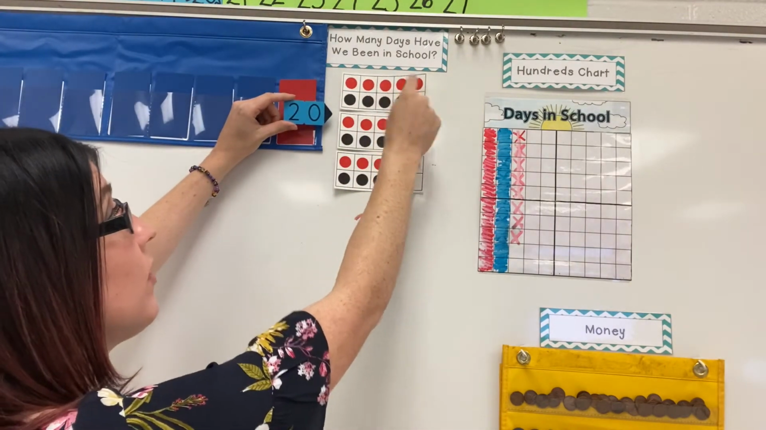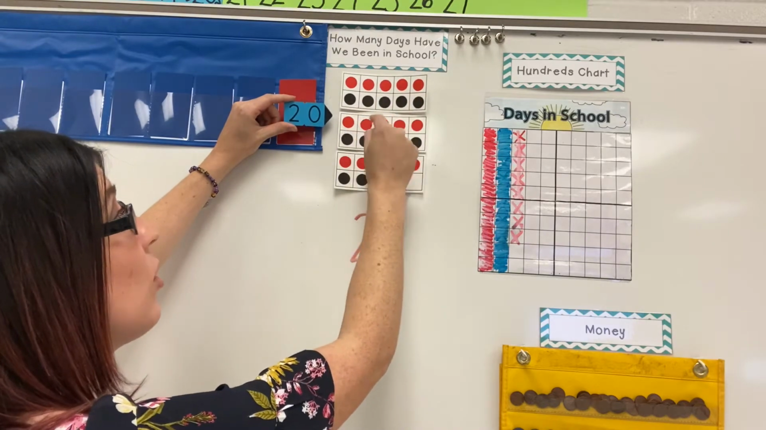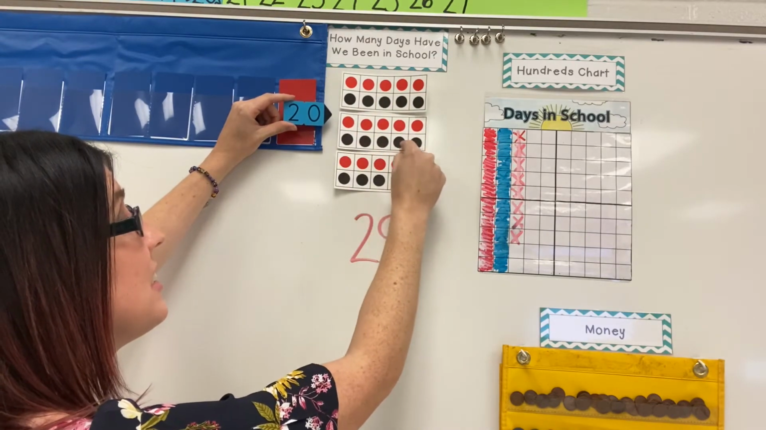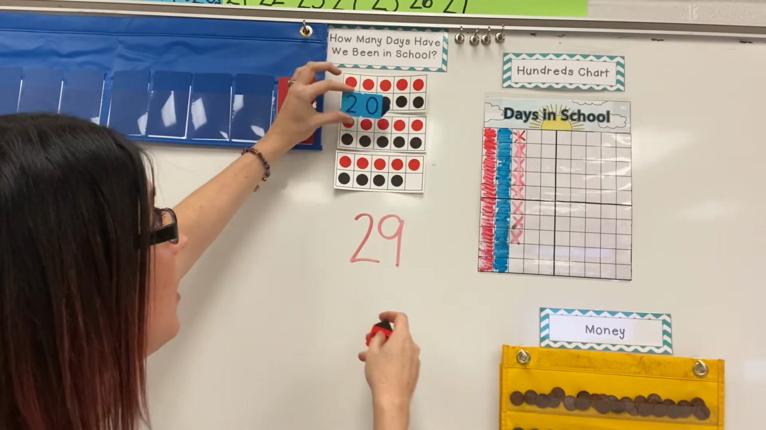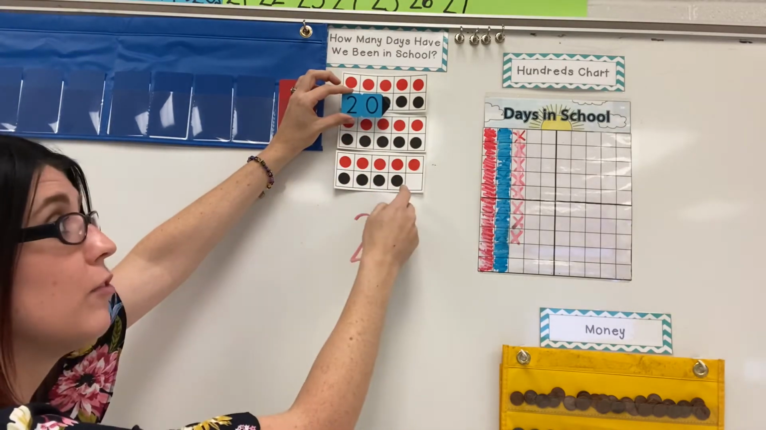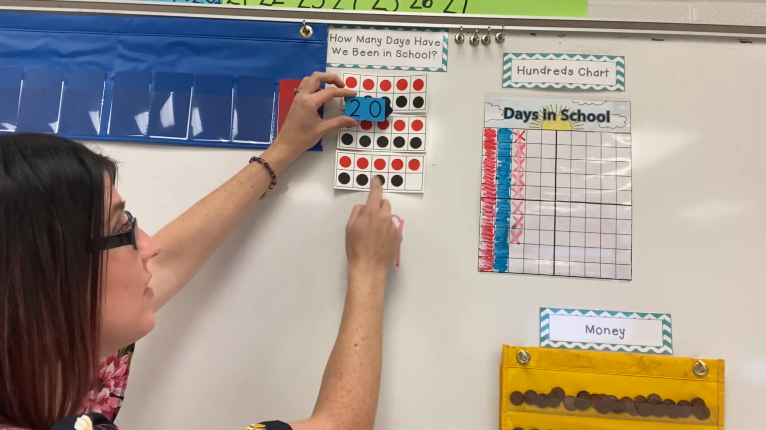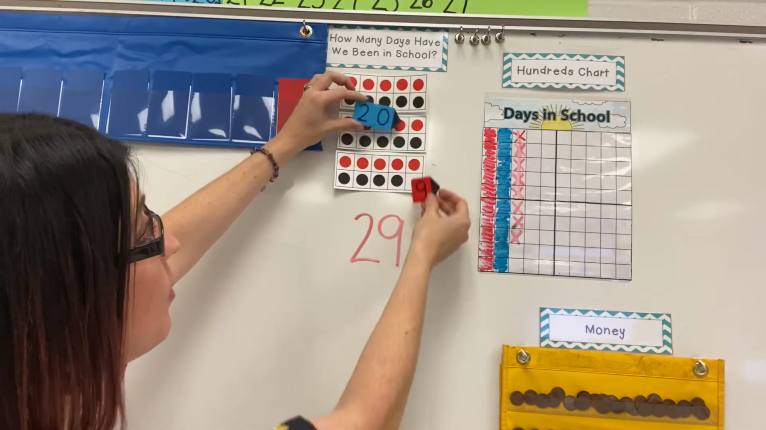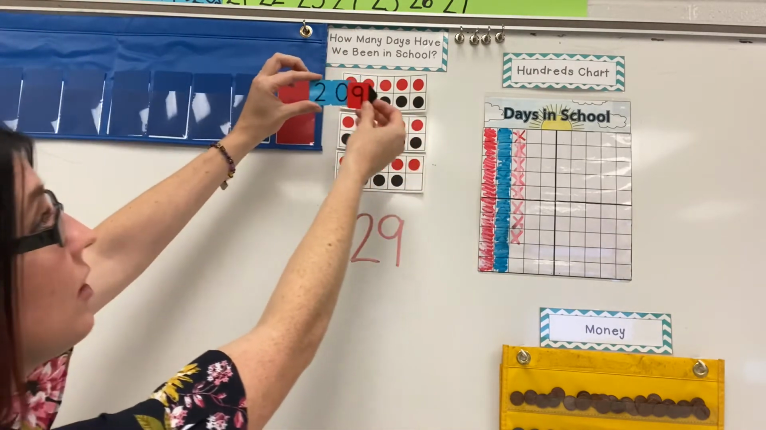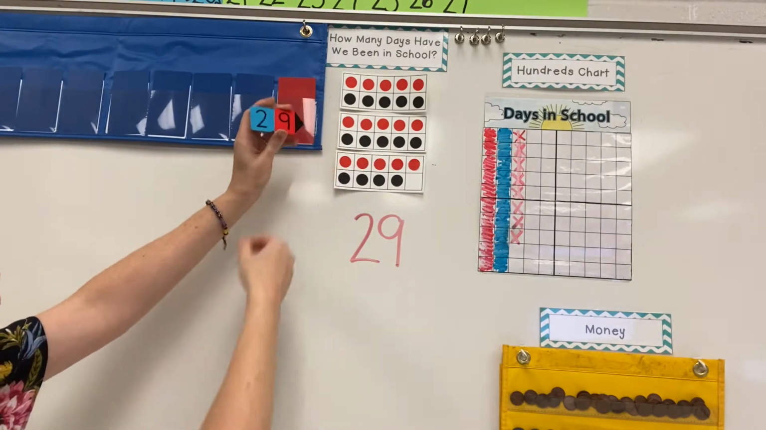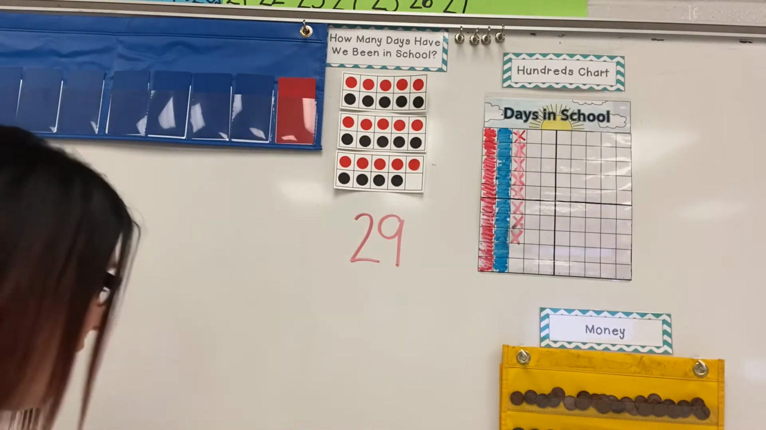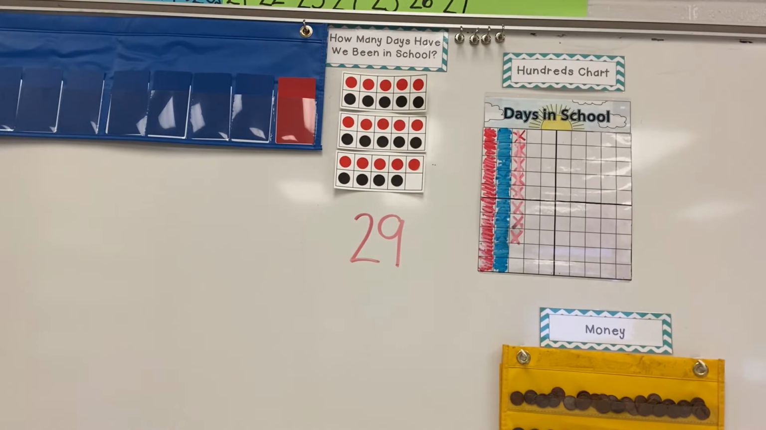1, 2, 3, 4, 5, 6, 7, 8, 9, 10, 11, 12, 13, 14, 15, 16, 17, 18, 19, 20. So we have 20 up here. And then down here, this one's not full, so it's not a full 10 yet. It just has 1, 2, 3, 4, 5, 6, 7, 8, 9. So we have 20 up here and 9 up here. And when we counted them all together, that was 29. So we have 2 full 10s and 9 extras.